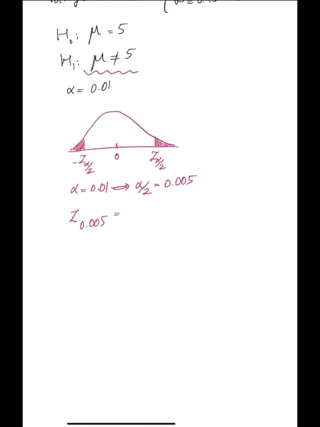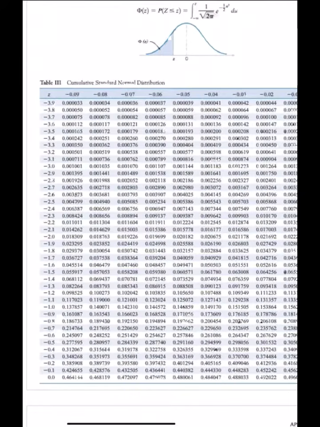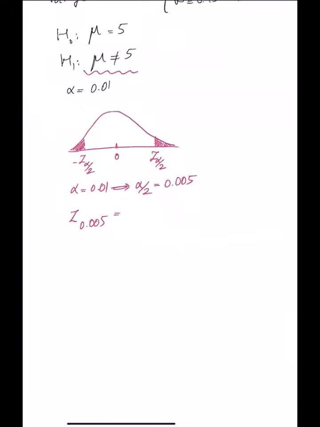And to be able to do that, we are going to go to the z table. And here I have to find 0.005. So both these numbers are close, so it doesn't matter. So I'm going to pick this one, and this number corresponds to minus 2.58. So the result is 2.58.